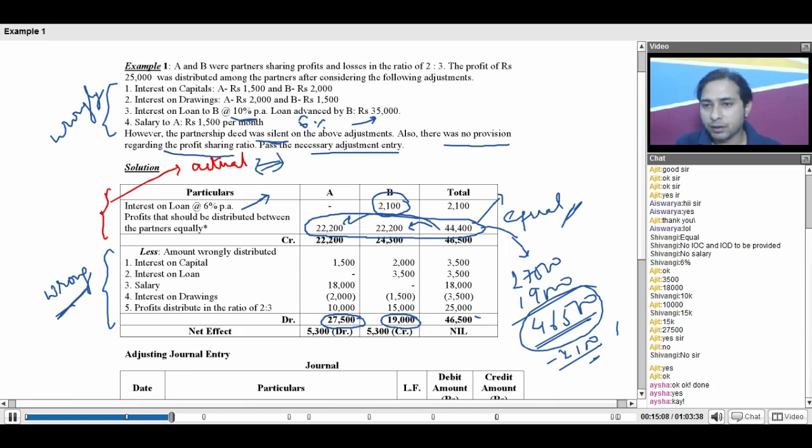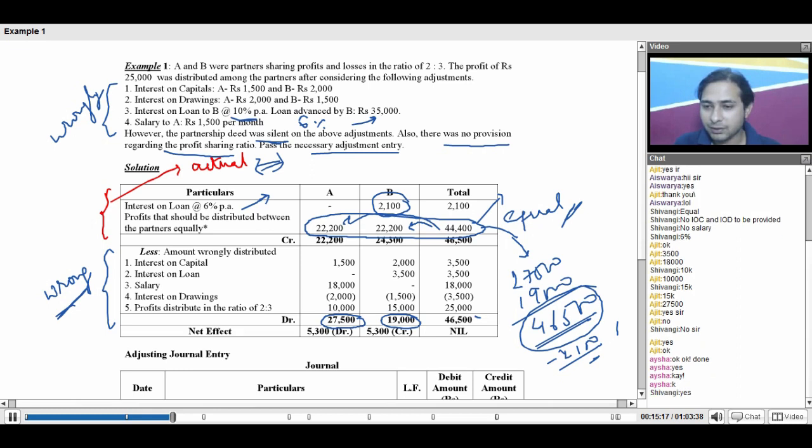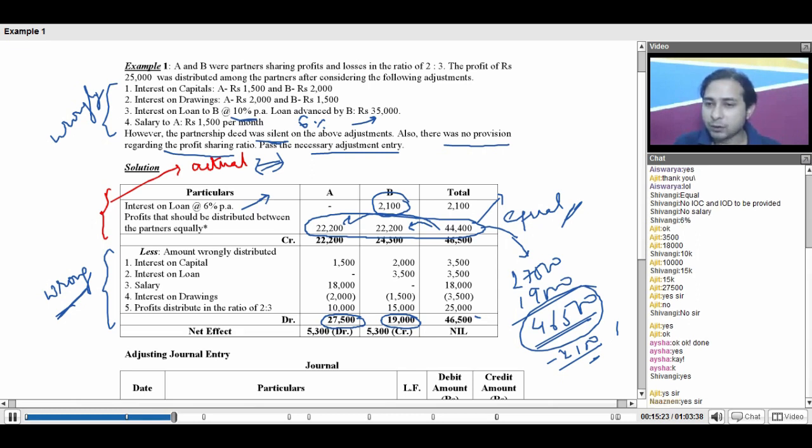Clear? No? Yes? I'm not getting any responses, guys. Is that fine? Are you guys with me? Any doubt? Nazir, any doubt? Shall I proceed further?